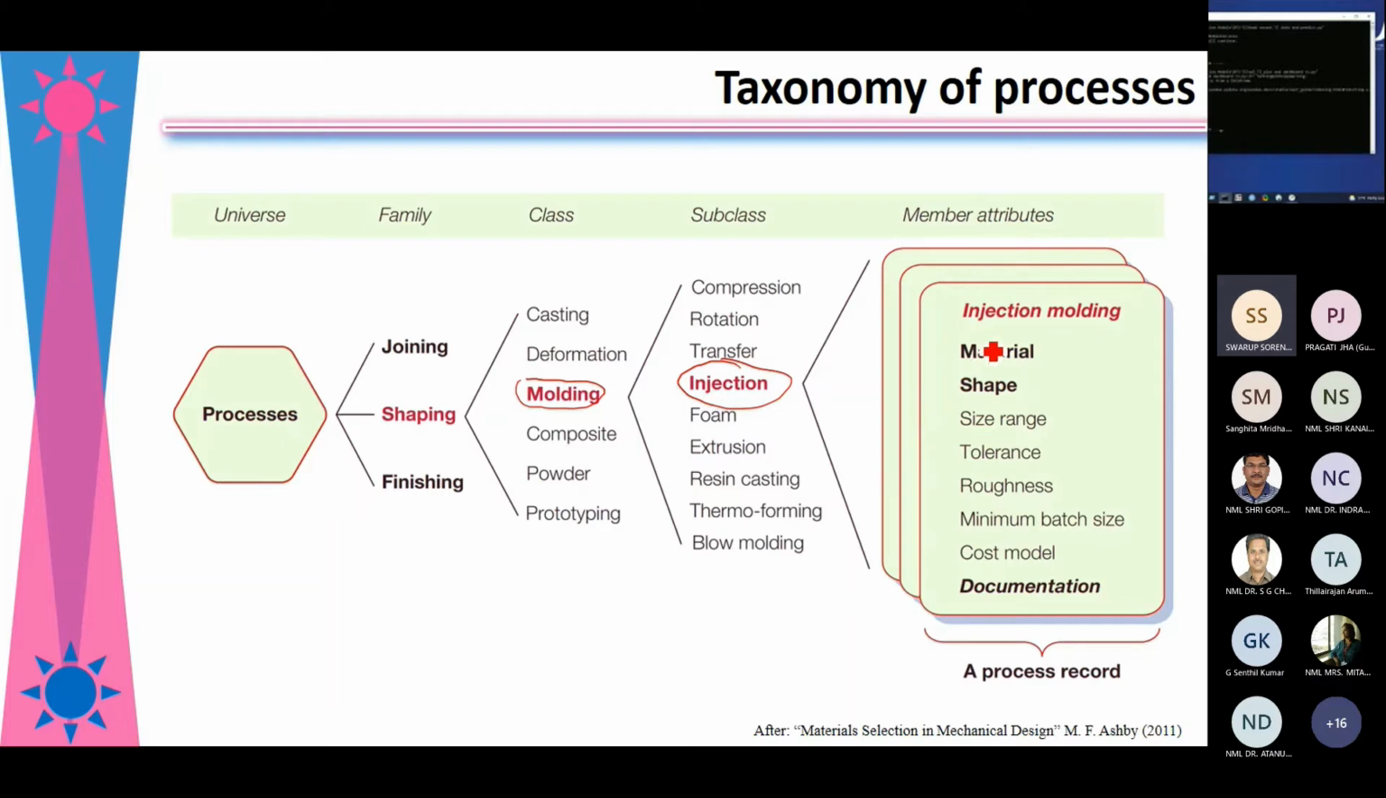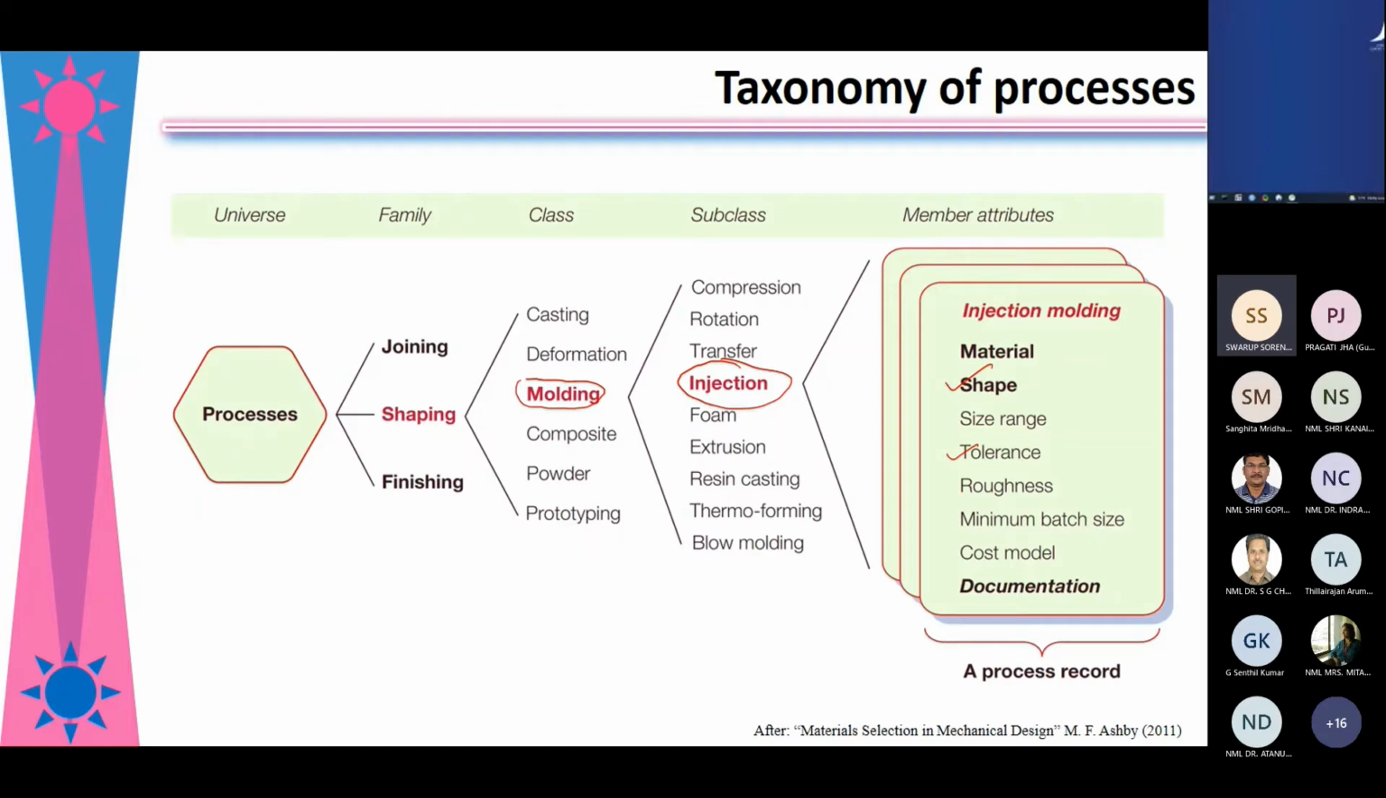What kind of material can be processed by injection molding? What shape can be made? What could be the size range for such processes? What is the tolerance level we can get in these processes? All this data, you may require when you go to material selection and process selection.